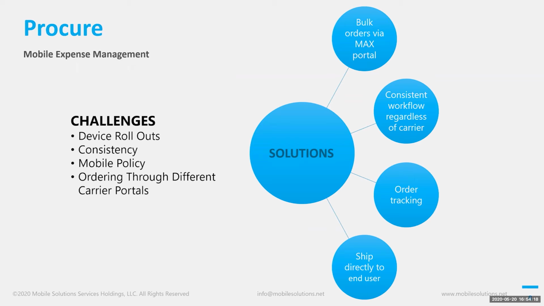And then, of course, ordering through different carrier portals or sending emails to different reps and trying to keep track of all those, we bring that into one single pane of glass. So bulk orders via the Max portal, consistent workflows regardless of the carrier you're working with, automated order tracking. You as the order placer, the end user who's getting the phone, and any other interested parties are automatically looped in with tracking and shipping information. And the end goal being to ship that device directly to the end user already ready to go right out of the box.